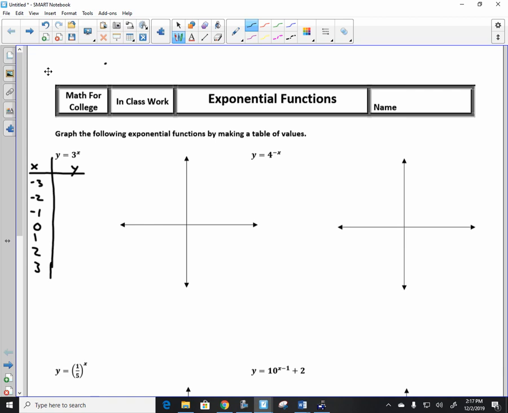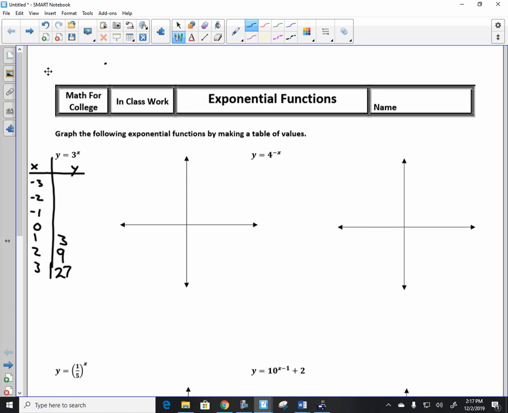I'm going to plug in 3. When I plug in 3, you get what? 27. 3 to the third is 27. Then I'm going to plug in 2, and I get 3 squared, which is 9. Then I plug in 1, I get 3 to the 1 is 3. Then I plug in 0.